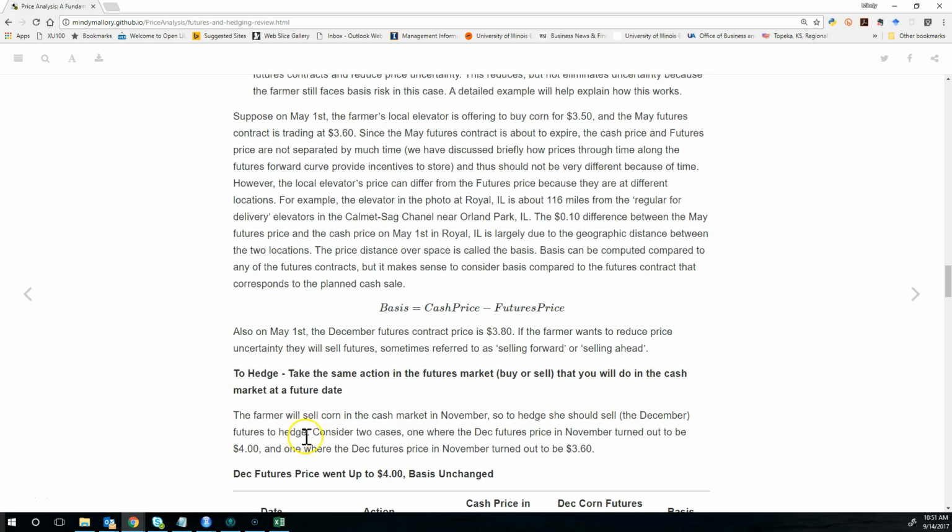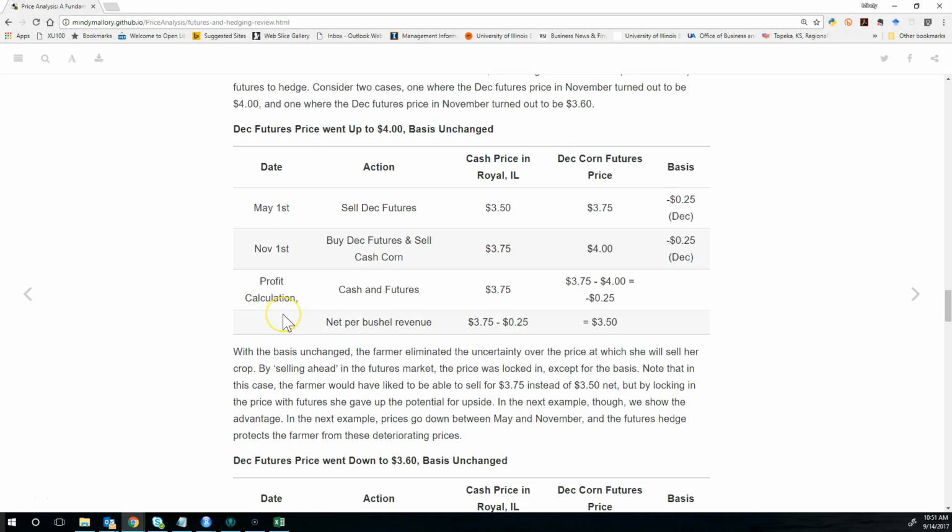Okay, so now let's consider two cases, one where the price goes up and one where the price goes down. So in each of these two cases, we're going to be either up 20 cents to $4 or down 20 cents to $3.60. And in this first example, we are going to consider that the price went up to $4, and to illustrate what's going on with just the futures hedge, in this example, we're going to leave the basis unchanged. So we'll come back to that and we'll illustrate how basis uncertainty can impact the farmer, but in this example, we're going to not do that.